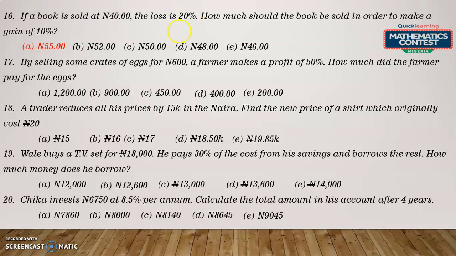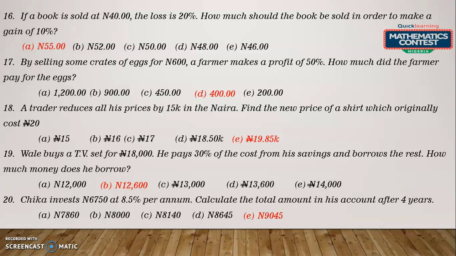Number 17, the answer is D. Number 18, the answer is E. Number 19 is B, and number 20 is E. Now, let me explain it quite a bit.